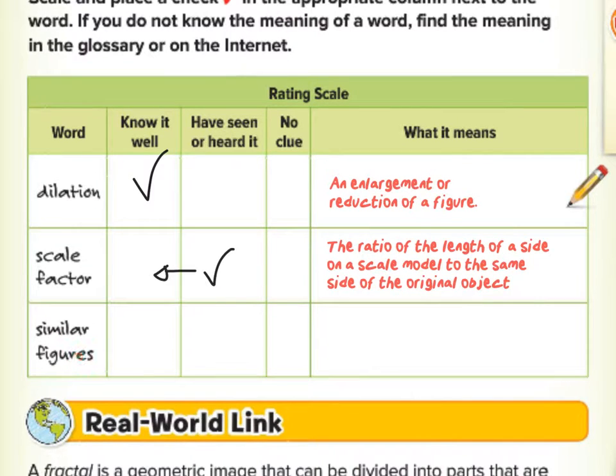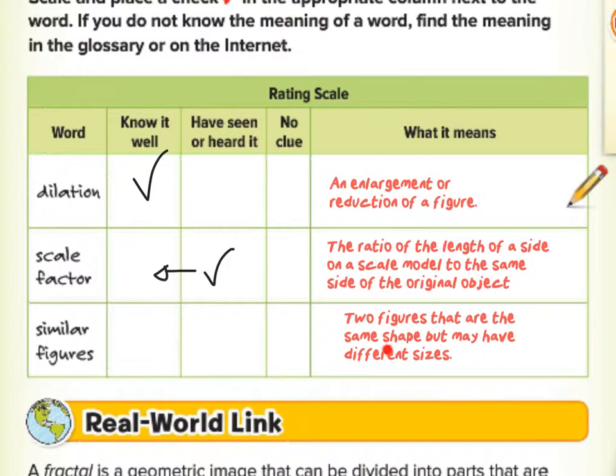Similar figures. We know what similar figures are, and that's what we're going to be discussing here. Similar figures are two figures that are the same shape but may have different sizes. So that's kind of similar to a dilation. They're not congruent, they're simply similar because they are the same shape but may vary in size. I think of a shoe size when I think of this. We can have the same style of shoe but in different sizes. Those are similar, right? They're similar shoes, similar figures.